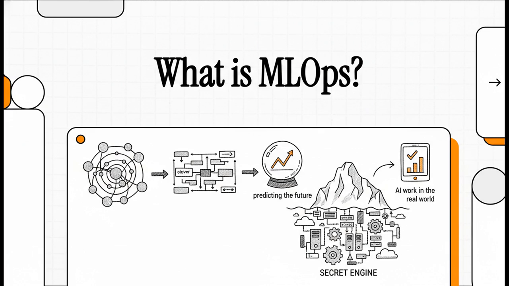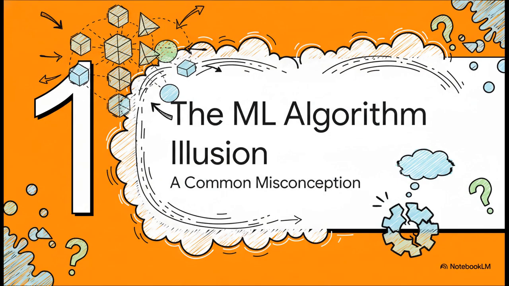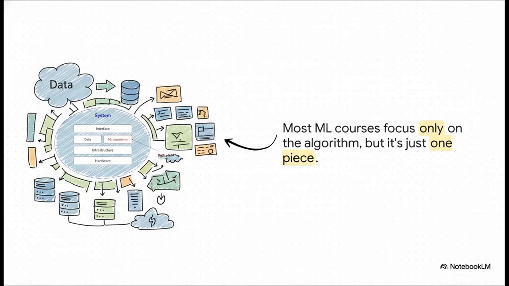out in the wild. Okay, so to really get a handle on MLOps, we first have to tackle this massive misconception, something I like to call the ML algorithm illusion. All right, take a look at this diagram. You see that tiny little red box in the middle labeled ML algorithms? That is where almost every university course, every online tutorial focuses all its energy. But just zoom out. Look at the whole picture. That little box is just one tiny component swimming in this giant sea of interfaces, data pipelines, infrastructure, and hardware.